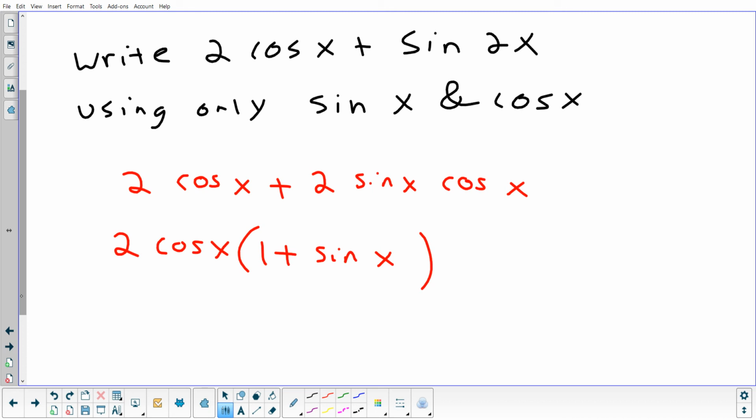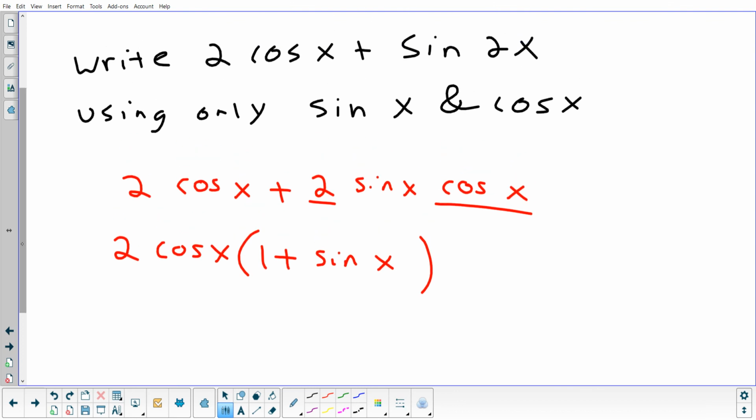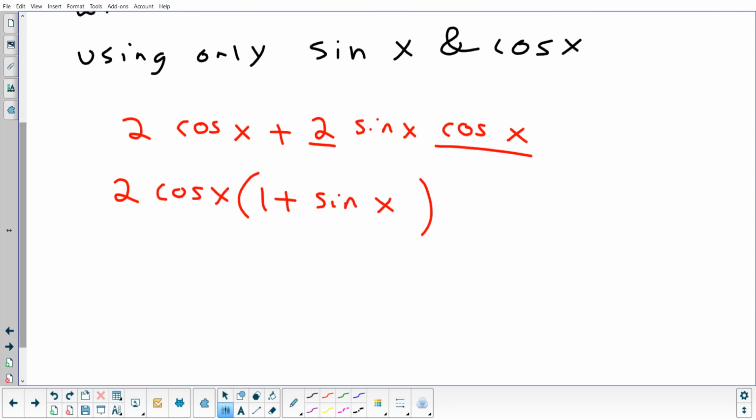How could you pull out 2 cosine x out of there if there's no 2 cosine x on the right side as well? There is 2 cosine x. Okay. Yep. Remember, with multiplication, you can switch the order here. So you could pretend like the cosine x is right here if you want. Any questions on that one?